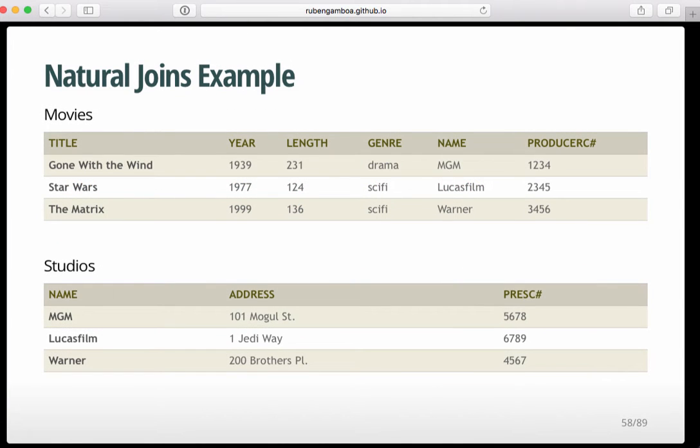Okay. So let's actually build it. Okay. So here is movies. Title, year, length, genre, name, producer, certificate number.